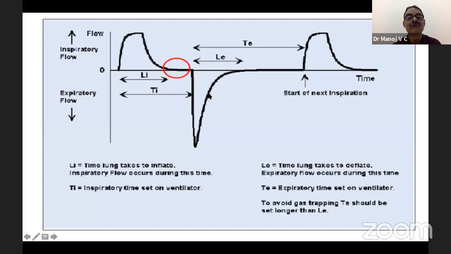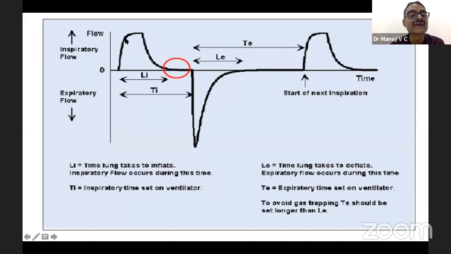Once the piston valve opens, you have an expiratory flow. It's a negative flow, and this will happen. The flow ceases, and then the ventilator waits for the piston valve to close next. So this is a typical flow waveform. The flow waveform is always identified by its biphasic nature. We already saw that the pressure waveform and volume waveform have only positive deflection, but this has a negative deflection as well.